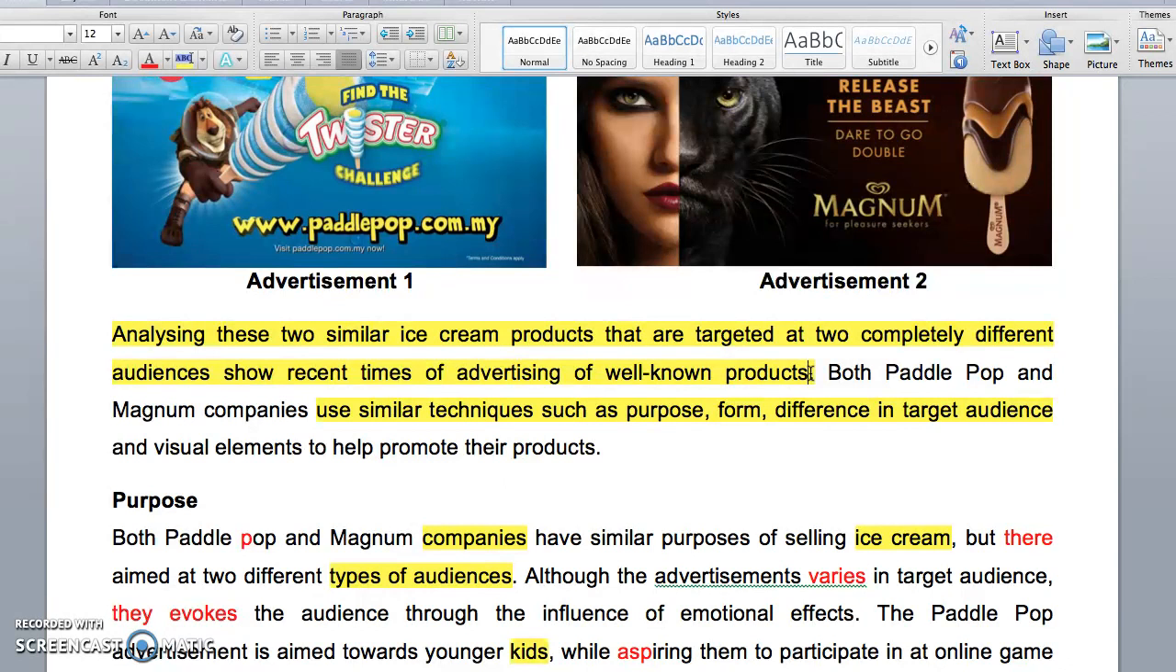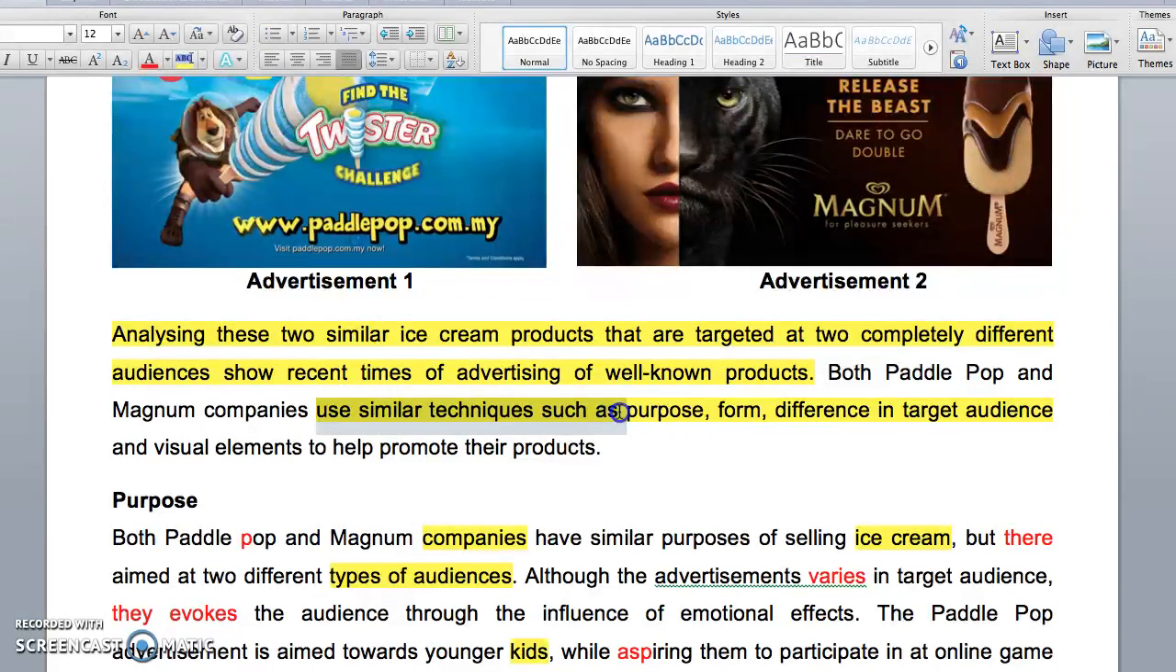So what you're seeing here is two different ice cream products, which have been produced and marketed for two very different target audiences. What do you mean, "show recent times"? Are you saying that they've shown how far advertising has come and how sophisticated it's become as it adjusts to a 21st century audience?